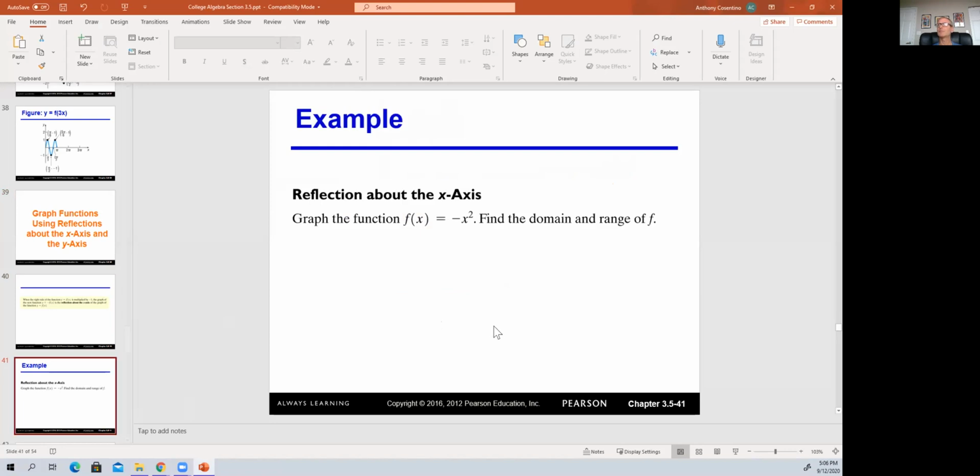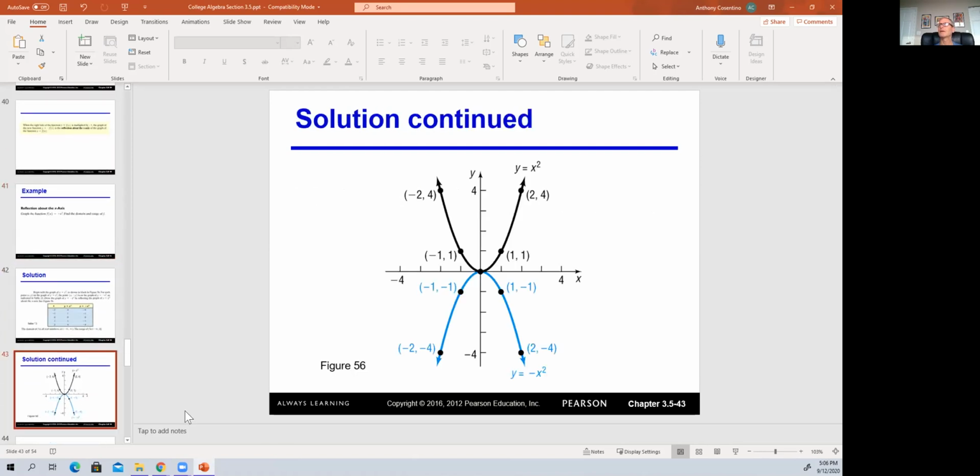So for example, if we start with y equals x squared, and we take that function and multiply it by -1, that would be, in this case, f of x equals minus x squared. When you take a look at that, the black is y equals x squared, and you can see the blue is flipped right around the x-axis, and that would be y equals minus x squared.